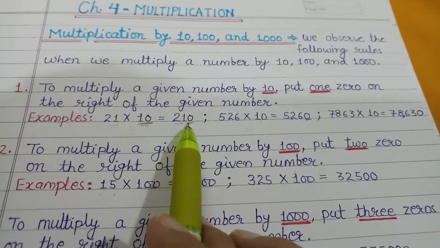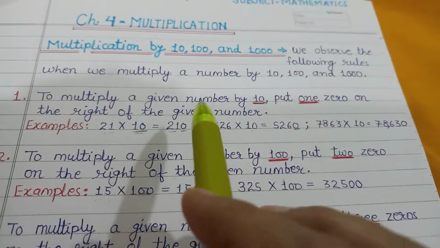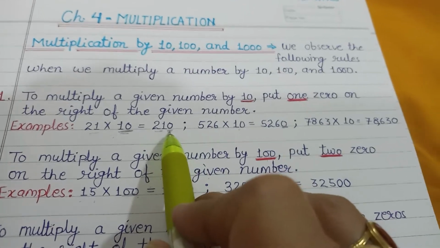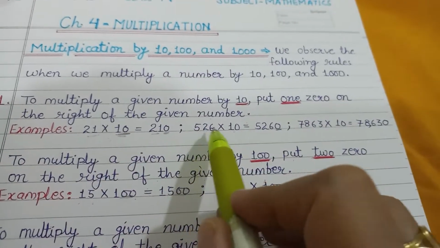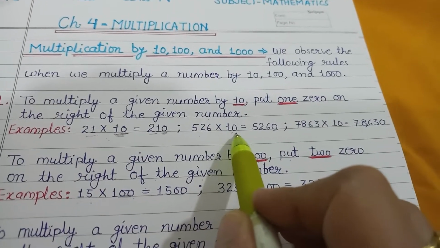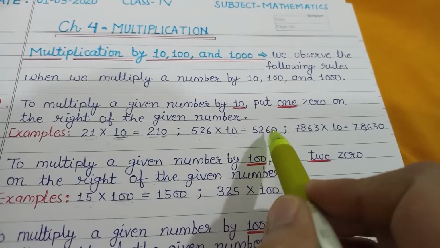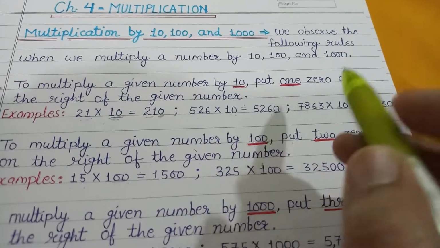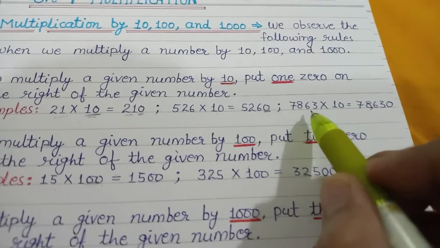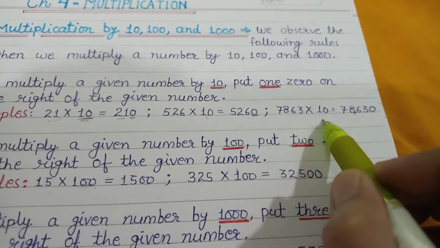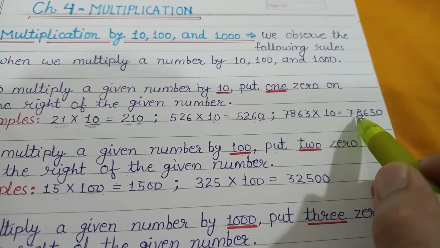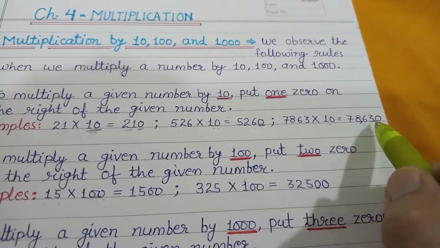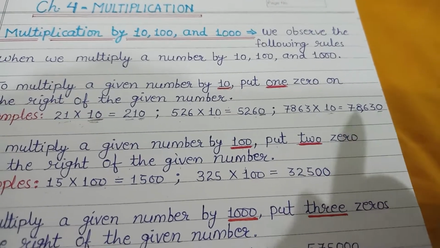We will do direct multiplication. Because in 10 we have 1 zero, we will write 1 zero directly on the right side of the number. 526 multiplied by 10. So to 526 we will add 1 zero. We will put 1 zero on the right side. Now 7863 multiplied by 10 is 78,630. Here we just add 1 zero.